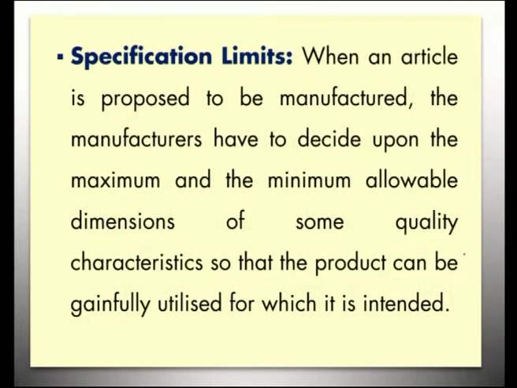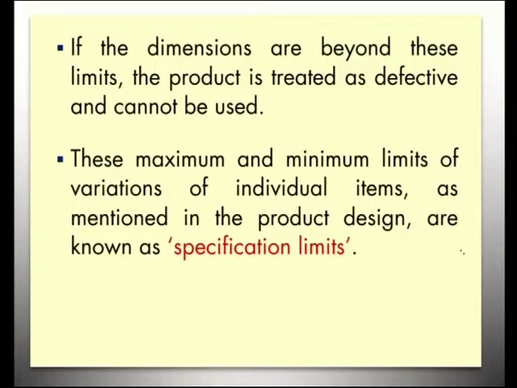The next one is specification limits. We have to specify what limits are allowed. When an article is proposed to be manufactured, the manufacturer first of all has to decide upon the maximum and minimum allowable dimensions of some quality characteristics, so that the product can be gainfully utilized for which it is intended. If the dimensions are beyond these limits, the product is treated as defective and it cannot be used.